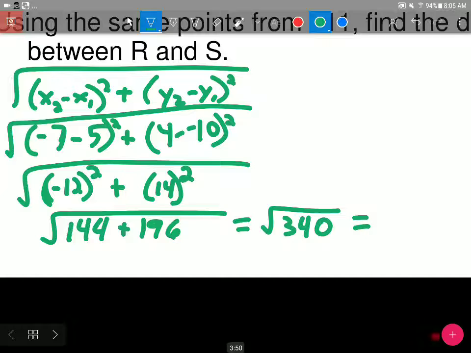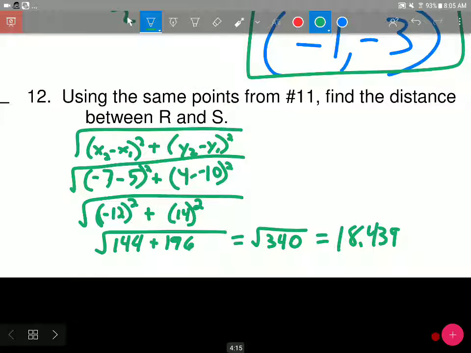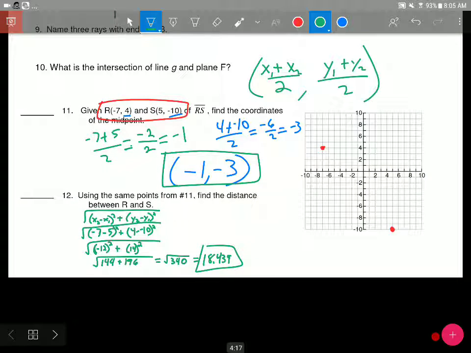Actually, I do have a calculator on me. It's called a computer, which is sitting right next to me. A computer is just a giant calculator. Let me make sure I do that: 144 plus 196 is 340, and the square root of that is 18.439. And that's your answer. Zoom back out.